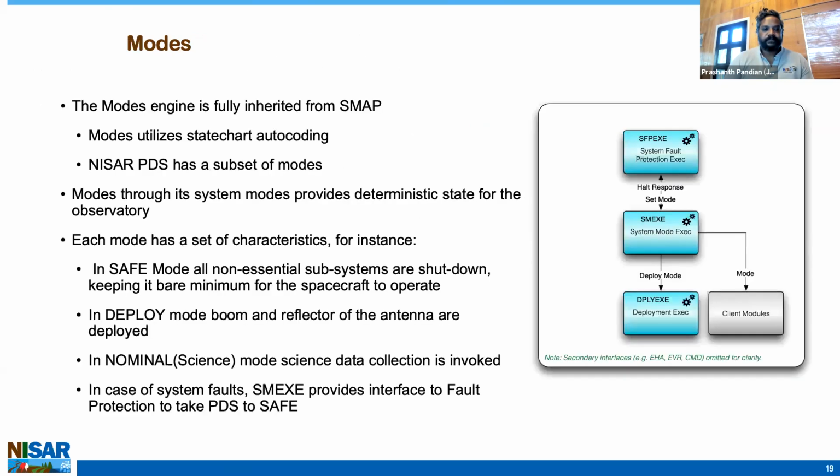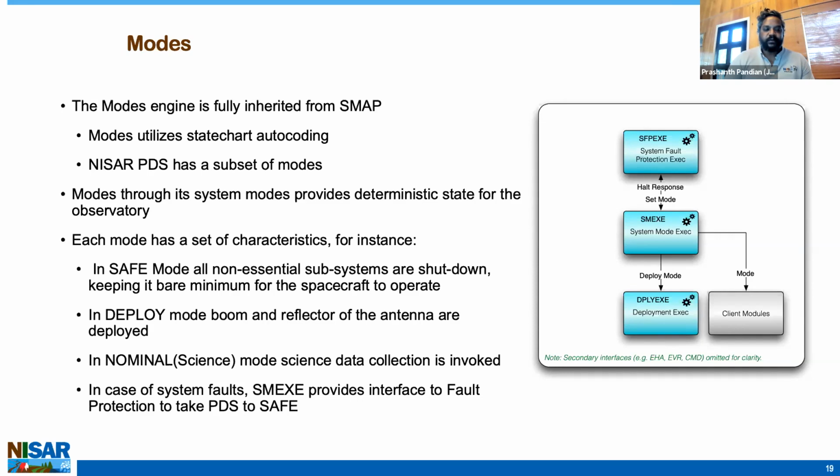Next slide, please. Okay, so the next couple of slides are a deep dive into some of the software modules that we use on NISAR and how we were able to adapt them from SMAP. I mentioned earlier the modes engine is fully inherited from SMAP. The only difference is that we had to use a different subset of modes. On the SMAP orbiter, they had ACS and GNC and those types of modules, so the modes engine was quite complex, whereas on NISAR, on the JPL side, we're not responsible for keeping the spacecraft in the air. So our modes concepts are a lot simpler.